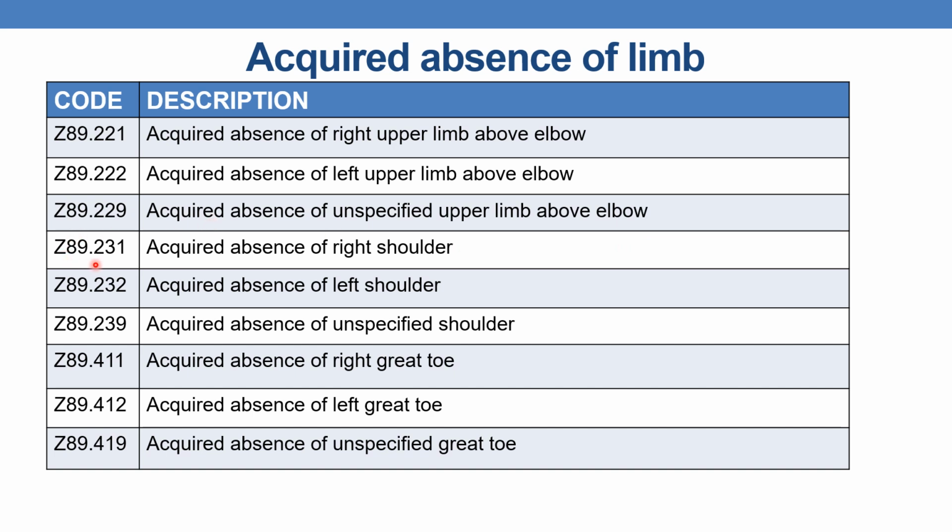Next is Z89.231, acquired absence of right shoulder. 232 indicates acquired absence of left shoulder and 239 indicates acquired absence of unspecified shoulder. And similarly Z89.411 indicates acquired absence of right great toe, 412 indicates left great toe and 419 indicates unspecified great toe.